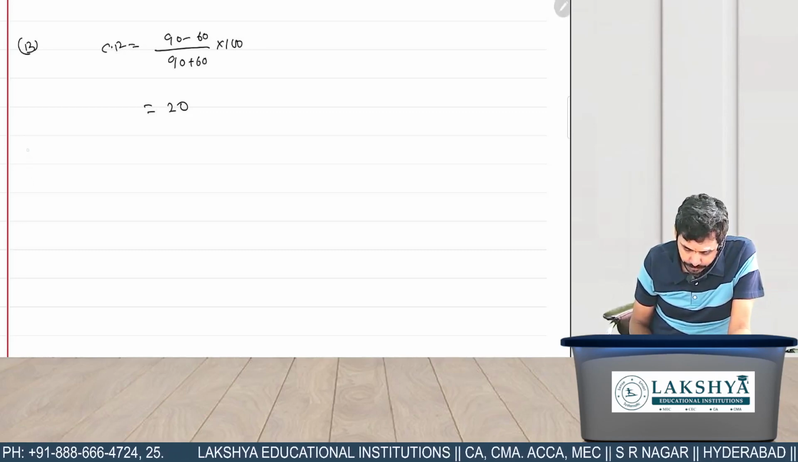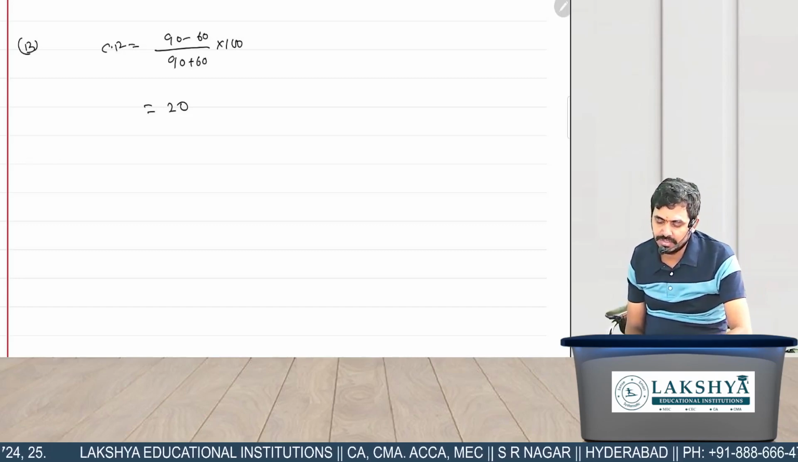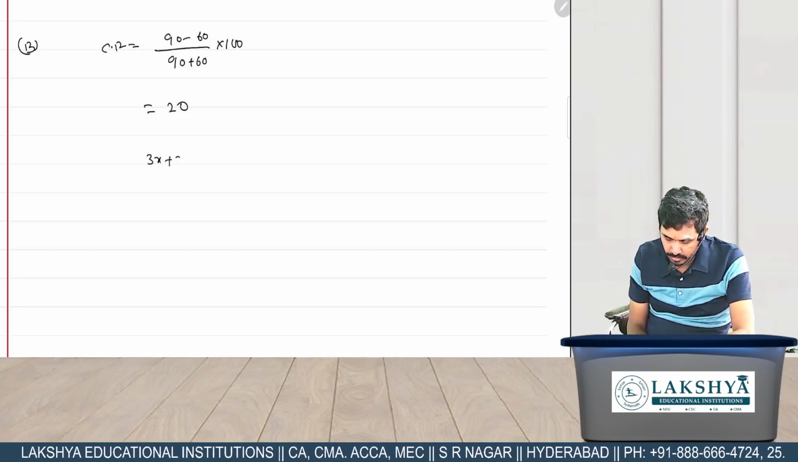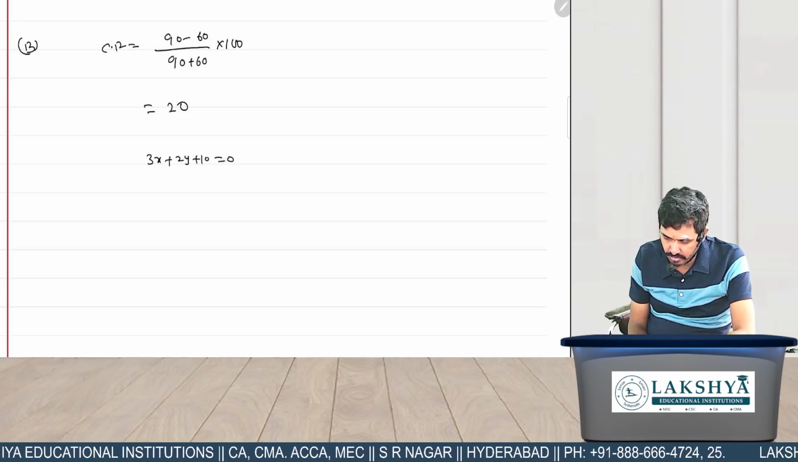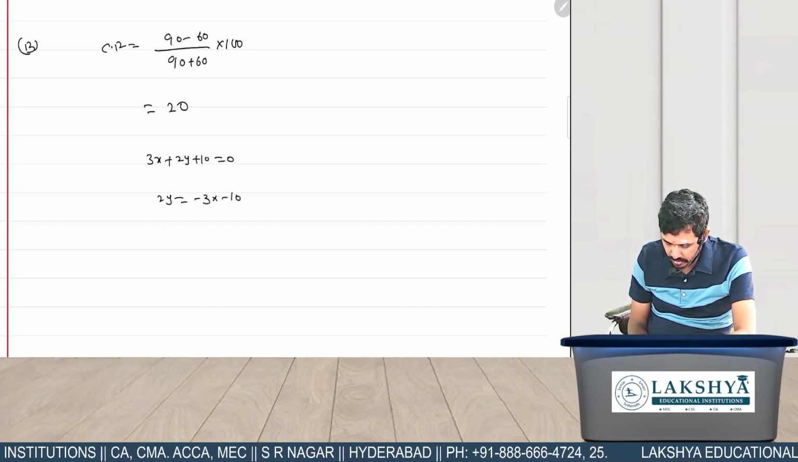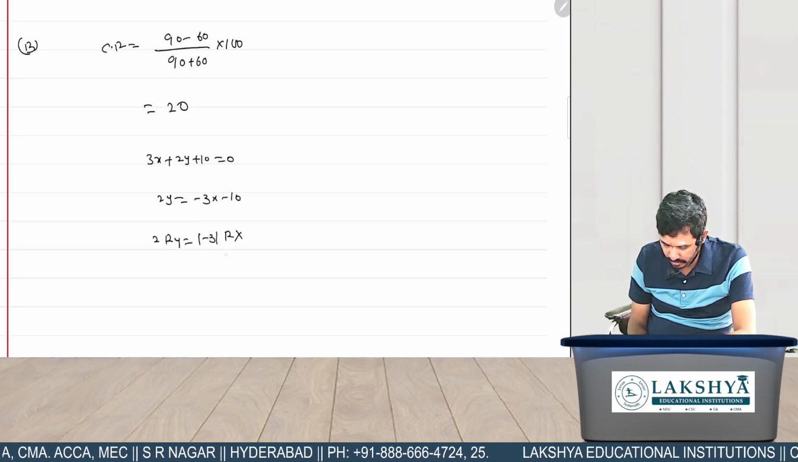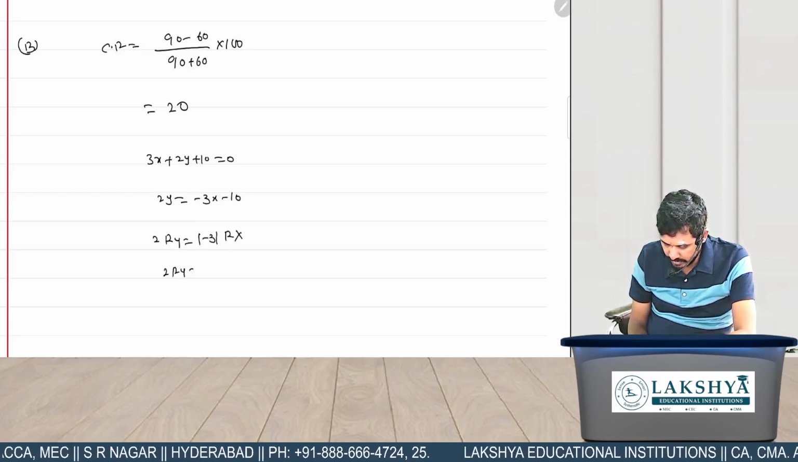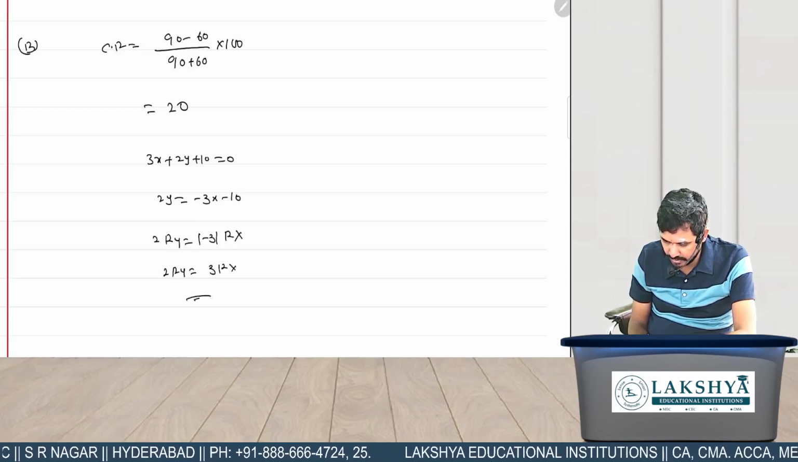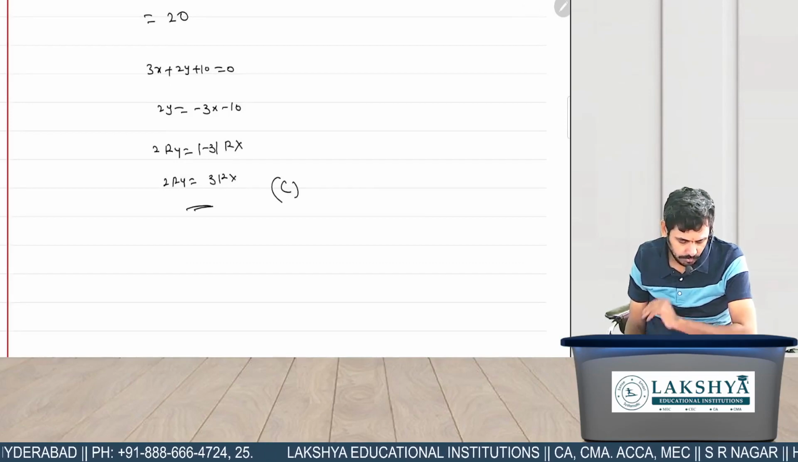Next, see question number 2. Rx, Ry denote the range of x and y series. 3x plus 2y plus 10 is equal to 0. 2y is equal to minus 3x minus 10. 2 into range of y is equal to modulus of minus 3 into range of x. 2 times range of y is equal to 3 times range of x. See answer.